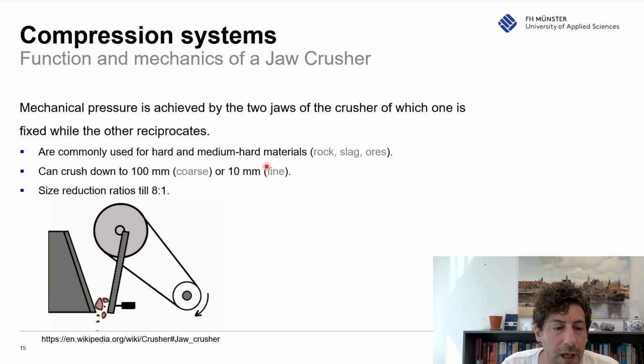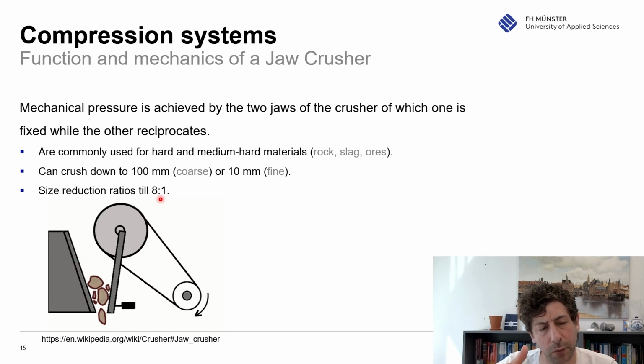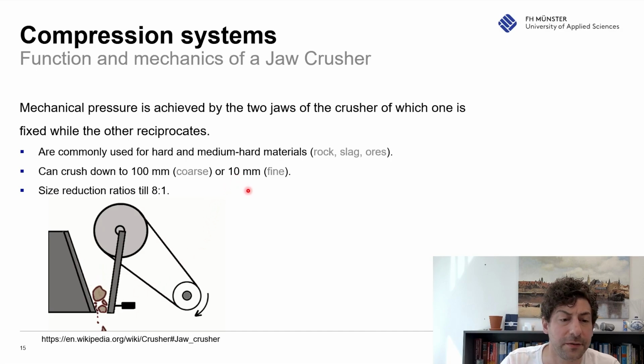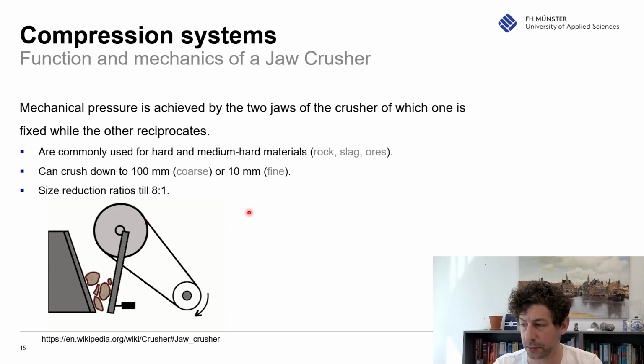And one very important value is the size reduction ratio. And they can have a size reduction ratio up to 8:1. So size reduction ratio means the size here as the ratio to here. So 8 times the size leads to the final size here. And these crushers are very often used as the first crushing when you have ores or large rocks or something like that.